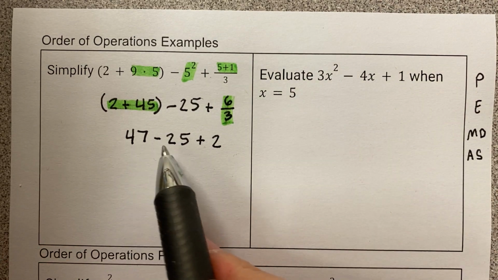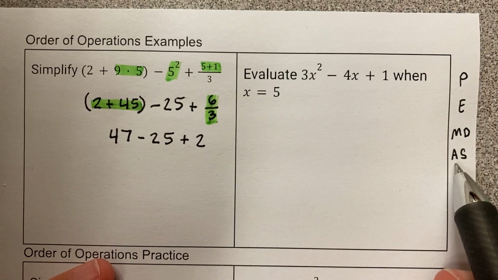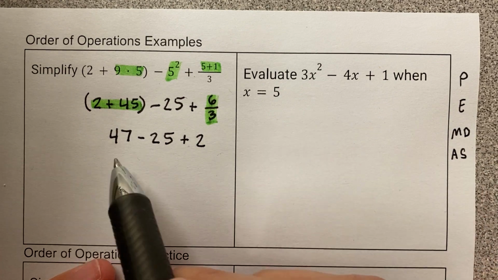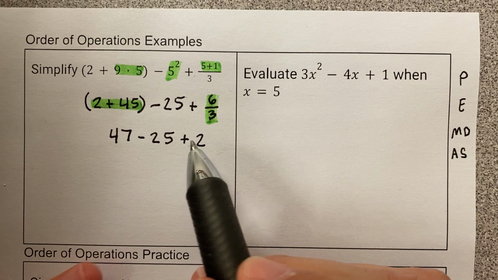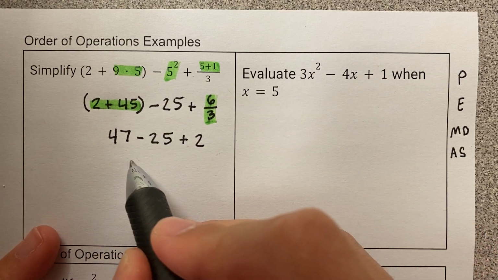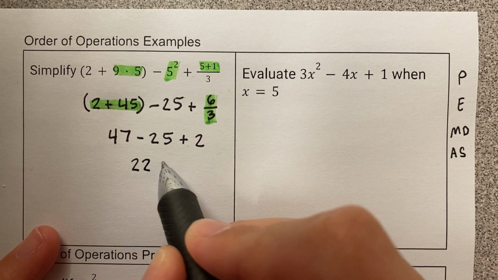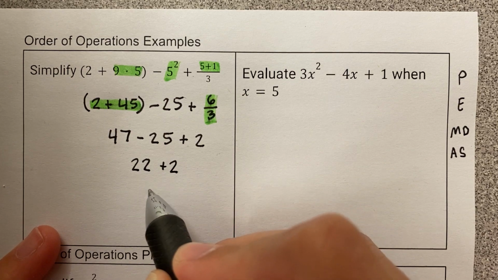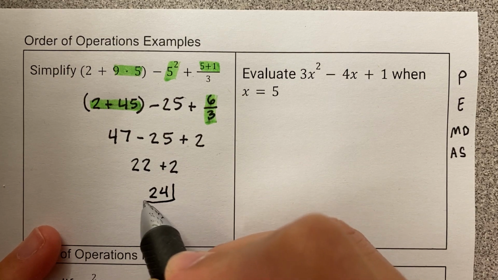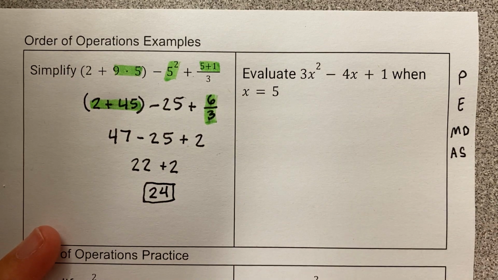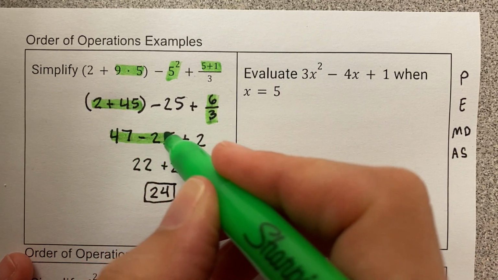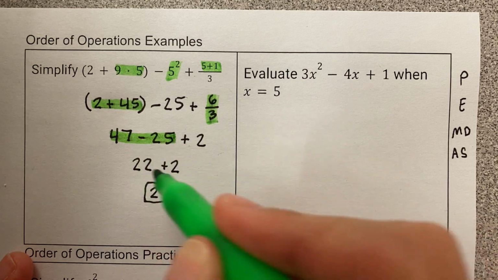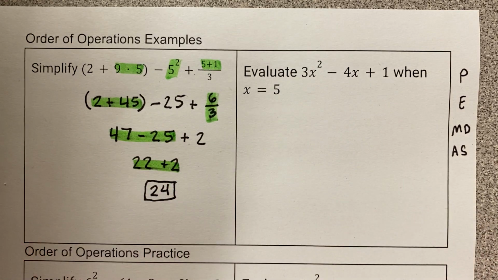Now, I have subtraction and addition left. Addition and subtraction happen left to right at the same time. So here, I end up doing the subtraction first. So 47 minus 25 is 22. I'm going to bring down the plus 2, and then do my final step. And I get 24. So notice here, we do addition and subtraction left to right, so I actually did the subtraction first, right? I did that, and then I went ahead and did this final step.